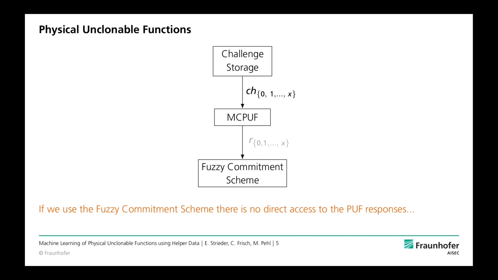Because PUFs use physical device variations, their responses are noisy. One way to mitigate the noise is the fuzzy commitment scheme, which contains error correction capabilities. There is the idea that if one uses the fuzzy commitment scheme, the PUF responses are not accessible by an attacker. Therefore, it seems as if the fuzzy commitment scheme could be a countermeasure against machine learning attacks on multi-challenge PUFs. In our contribution, we show that this idea has to be refuted. So, let's take a closer look at the fuzzy commitment scheme.